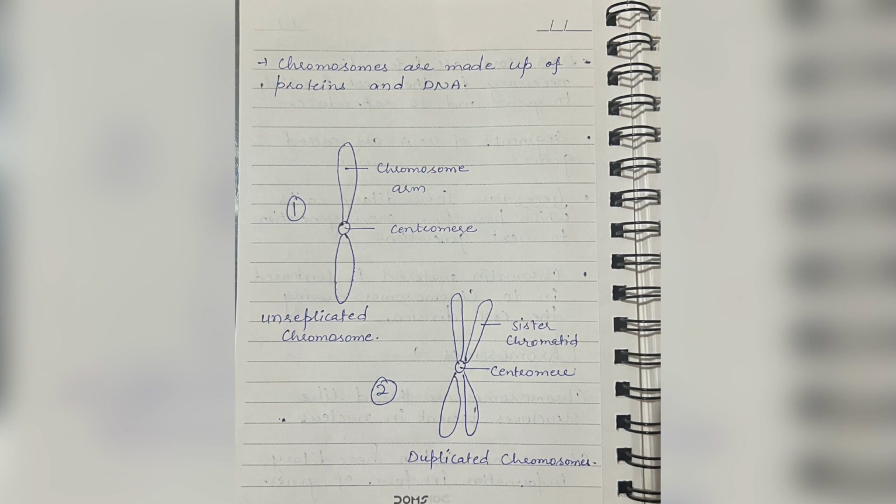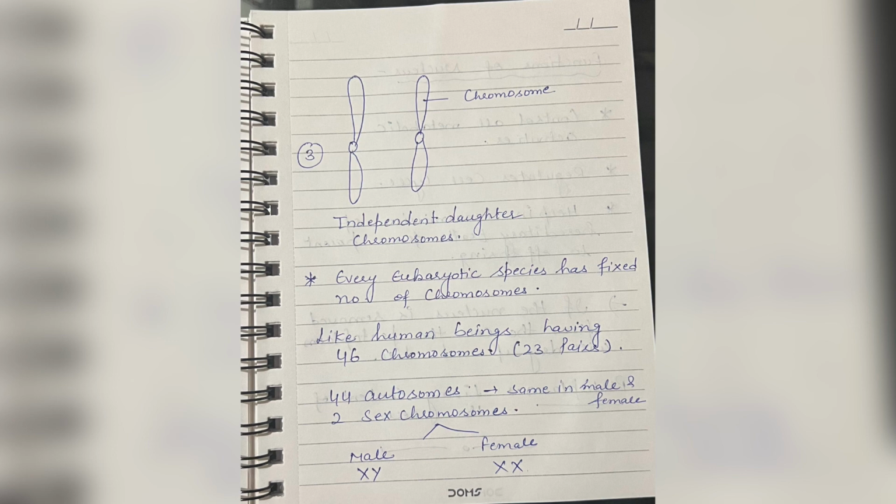Further, chromosomes have a capability to replicate or duplicate their copies. So in the second diagram you can see the two chromatids are together, that are formed here, the sister chromatids. In the next diagram you can see these two sister chromatids now exist independently as independent daughter chromosomes.